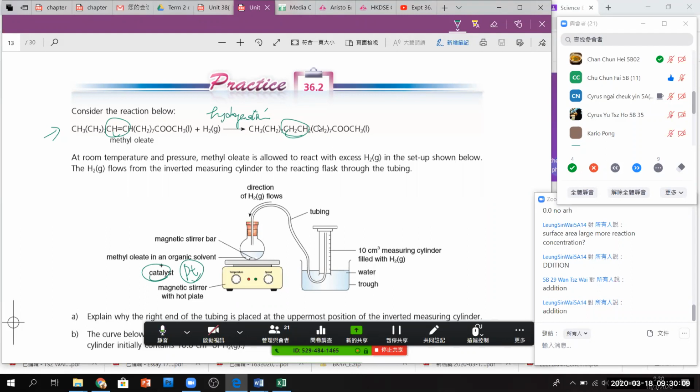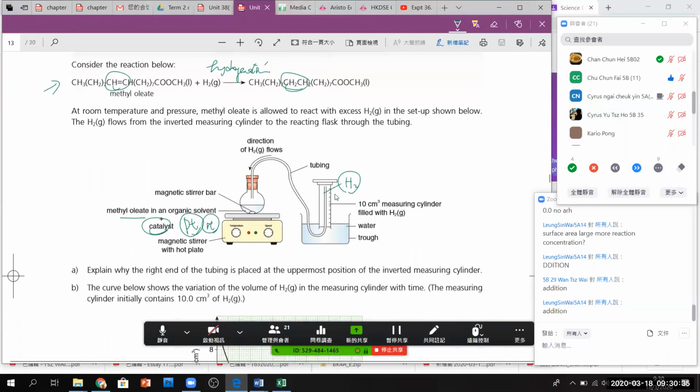So at room temperature and pressure, the methyl oleate is allowed to react with excess hydrogen gas in the setup below. The hydrogen gas flows from the inverted measuring cylinder to react with the methyl oleate through the tube. So what is that? It is hydrogen, right? This hydrogen, and I blow and I put it here, and then let the reaction react, okay? With methyl oleate and platinum, the reaction can be carried out at room temperature.